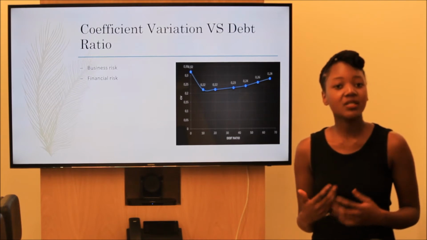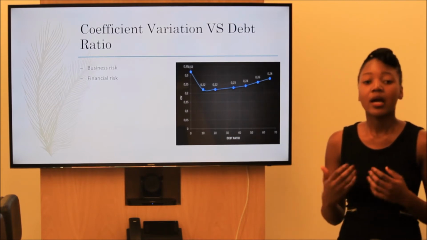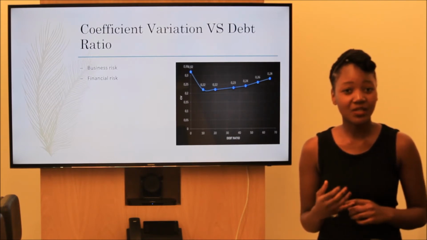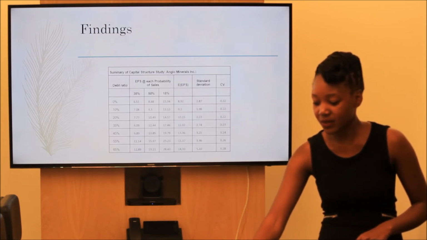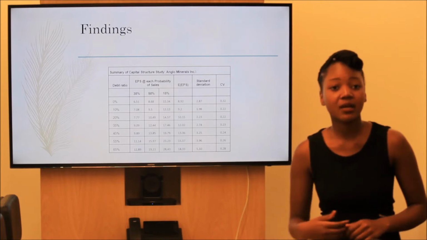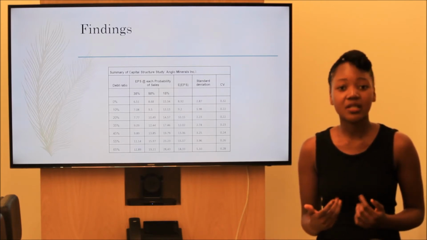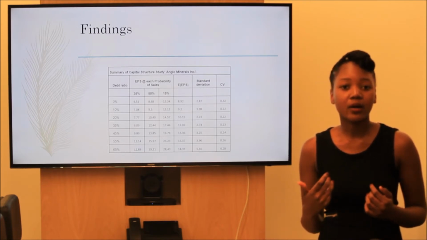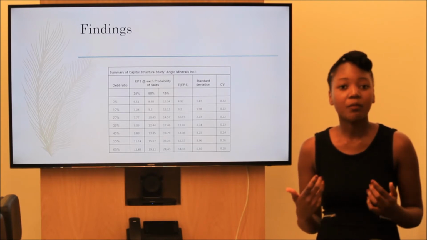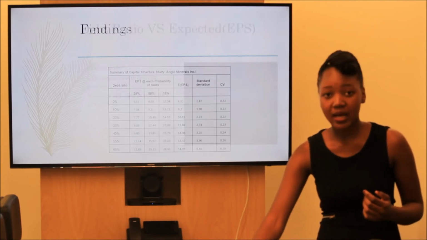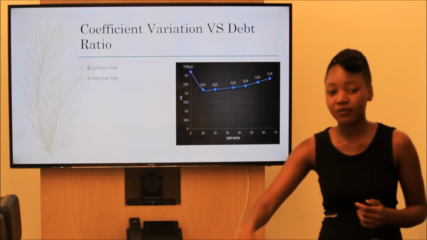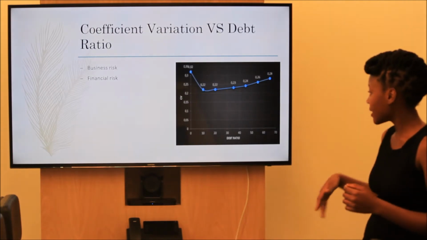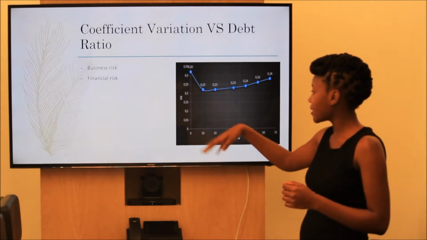The nature of the risk-return trade-off associated with the three capital structures, which is the 50% capital structure, the 35% capital structure, and the 15% capital structure, under consideration can be clearly obtained by plotting the expected earnings per share against the debt ratios thereof. This curve represents two things. It represents the business risk and the financial risk.